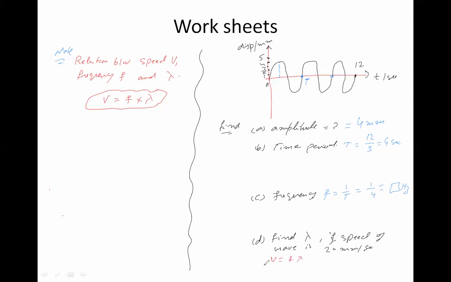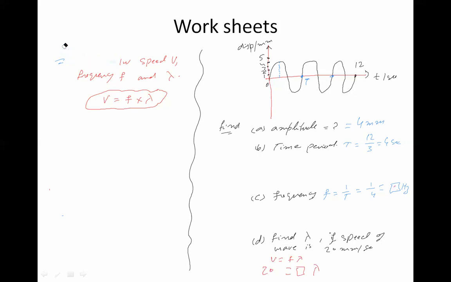Now look here. V equals F lambda. What is V? 20. What is F? Whatever your number is. Here you can calculate the lambda by dividing 20 by this one. Any problem?